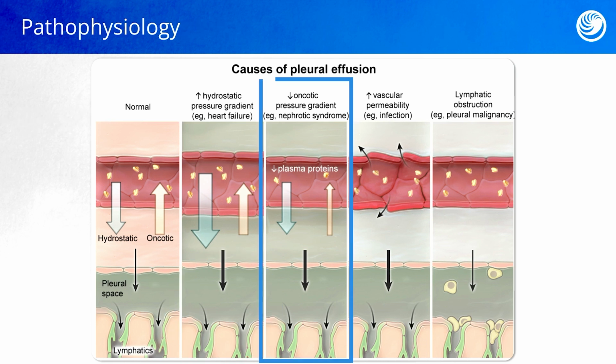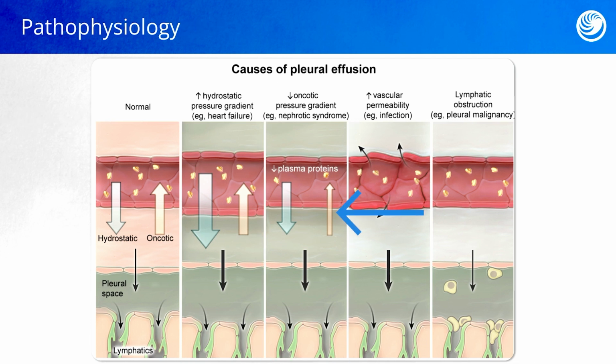The third section of this image shows us how pleural effusion can develop when we have a decrease in oncotic pressure. A decrease in oncotic pressure will occur secondary to a loss in circulating proteins found within the blood, such as from nephrotic syndrome or liver disease. Decreased protein content within the blood will decrease fluid retention by the capillary, leading to a net increase in fluid accumulation within the pleural space.